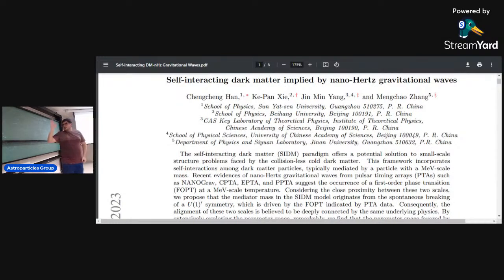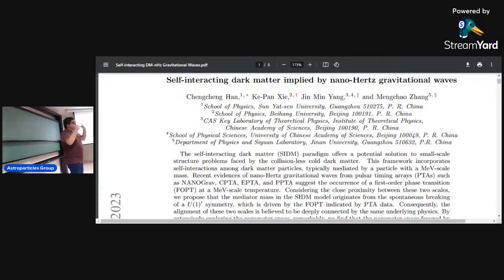Normally, for galaxies and groups of galaxies, this interaction particle, which is, for example, a dark photon, which is A prime in this article, needs to have a mass on the order of MeV, the MeV scale. For example, 10 MeV.